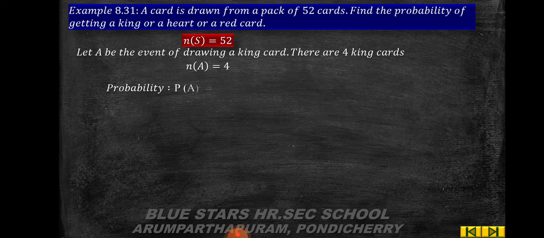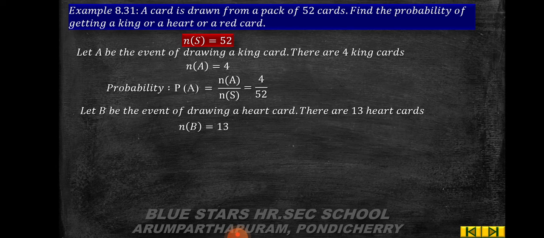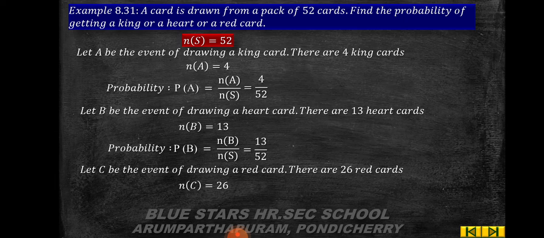So probability P of A is equal to N of A by N of S, which is equal to 4 by 52. Next, let B be the event of drawing a heart card. There are 13 heart cards. So N of B is equal to 13. P of B is equal to N of B by N of S, which is equal to 13 by 52. Next, let C be the event of drawing a red card. There are 26 red cards in both the shapes, heart and diamond. So N of C is equal to 26. Probability P of C is equal to N of C by N of S, which is equal to 26 by 52.